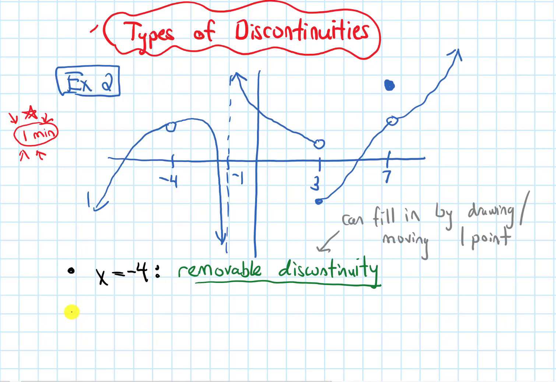So this function has one other removable discontinuity. It's at x equals 7. This is also a removable discontinuity, and I can make the function continuous there by just moving where that defined point is at 7, filling in that hole.